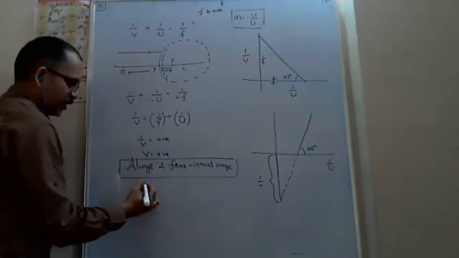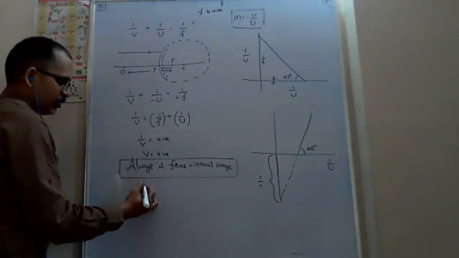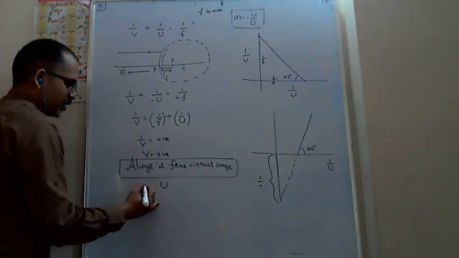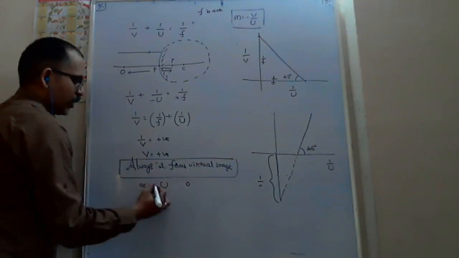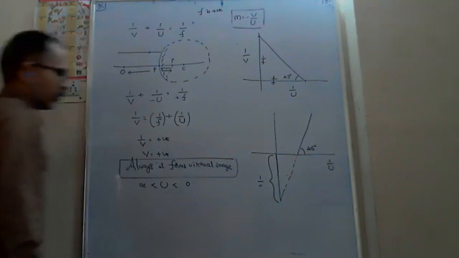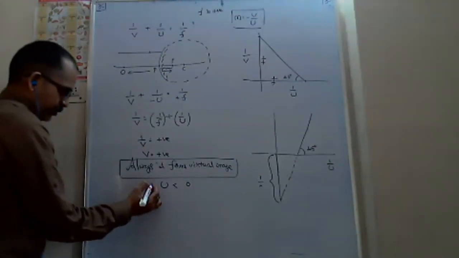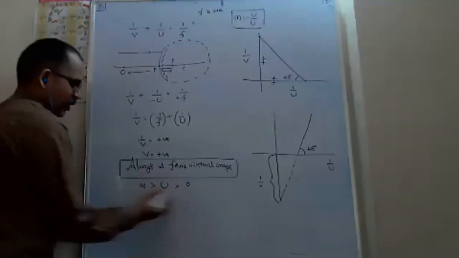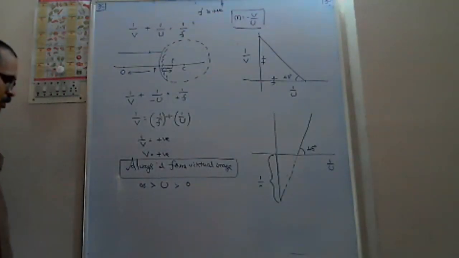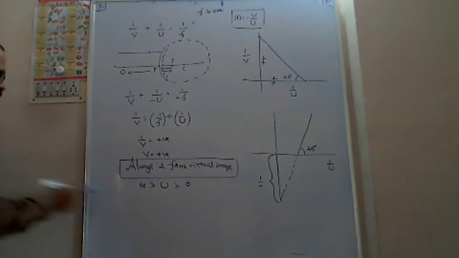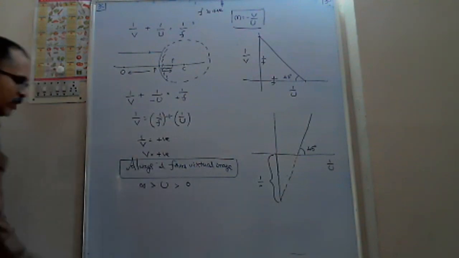Whatever the distance of the object, when the object distance changes from infinity to 0, it always forms a virtual image and V is always positive.